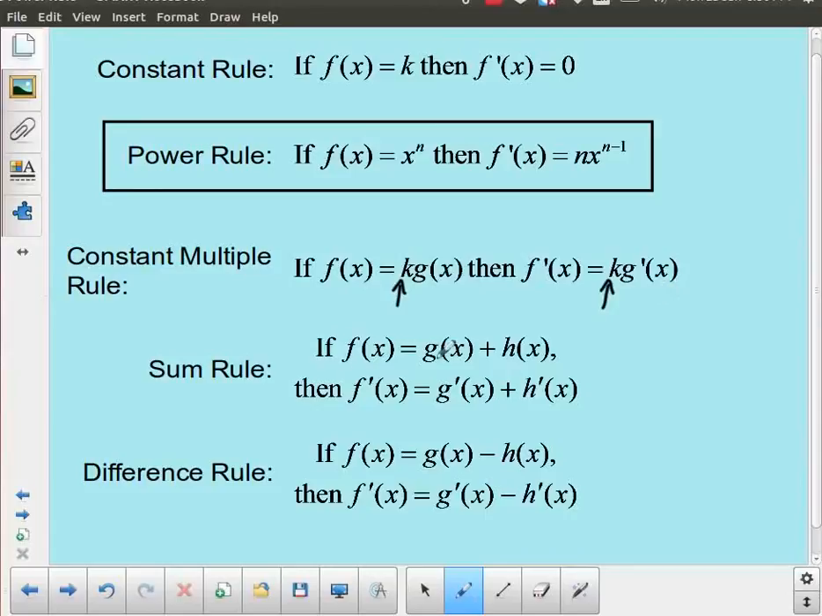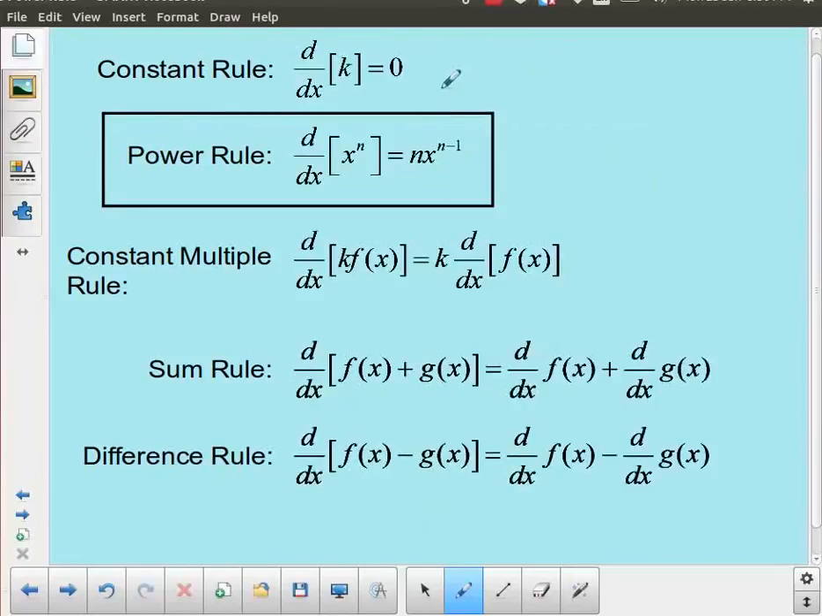If we have the sum of two functions, so if f of x is defined as g of x plus h of x, then when I take the derivative, I just take the derivative of each of the two individual functions individually, and the sum remains the same. I'm still adding them. And if I have a difference, g of x minus h of x, then when I take the derivative, I just get g prime of x minus h prime of x.